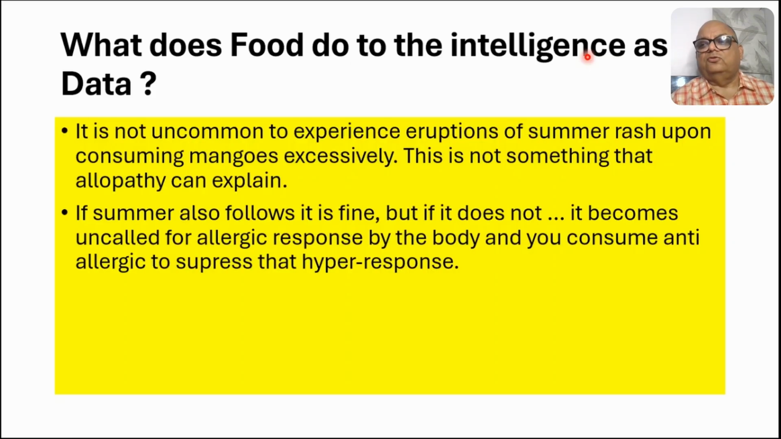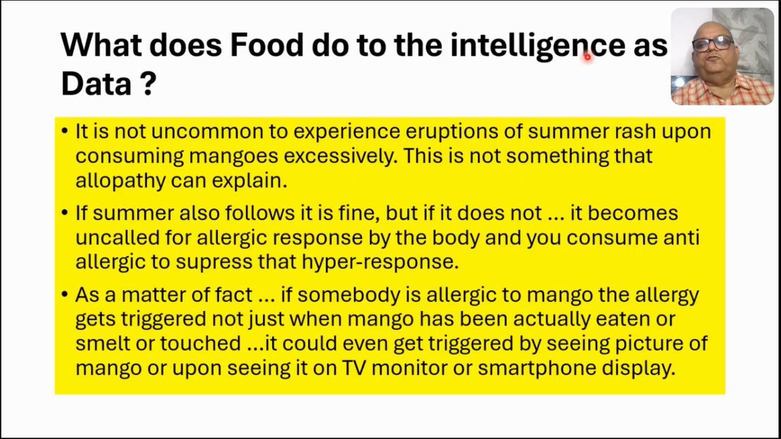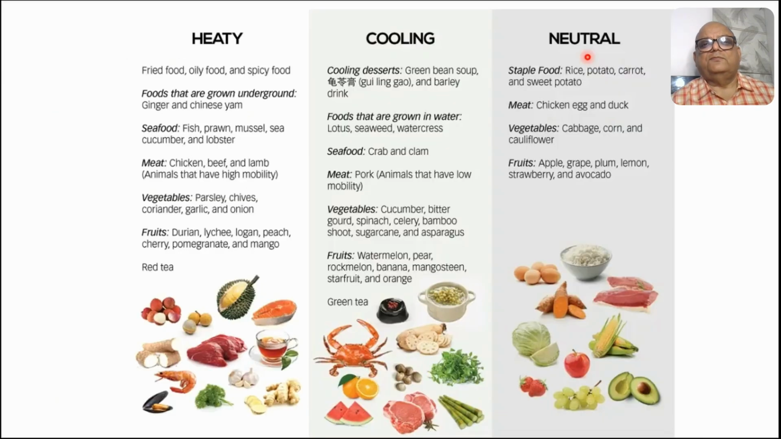It will lead to runny nose in case of hot and cold alternation, for example. All the cough and cold are a result of alternation of hot and cold. Then histamine level goes up, then you consume anti-allergic to suppress that hyper response. As a matter of fact, if somebody is allergic to mango, when he eats mango, sees mango, smells mango, touches mango, one can understand that the allergy gets triggered. But it gets triggered even by seeing the picture on TV or a photo in a magazine or on a smartphone screen. So it is happening neurally, through neural control, because suggestion of mango is preparing the body for something, and that something does not happen, and it is allergy.